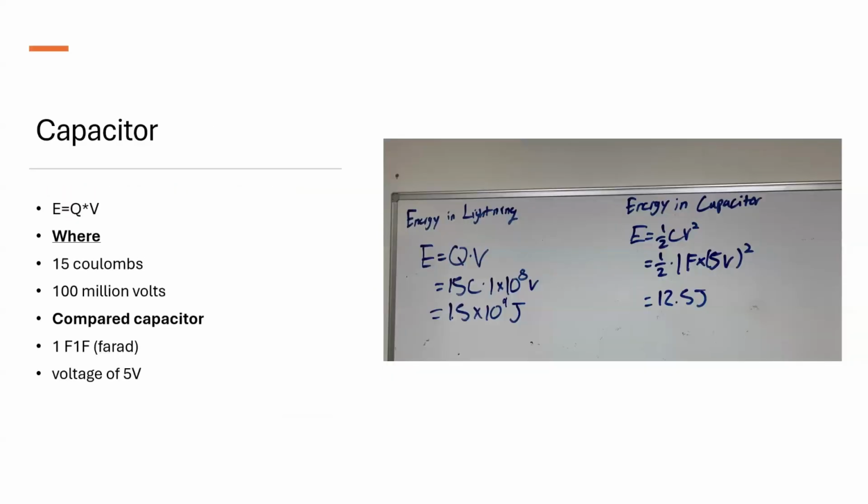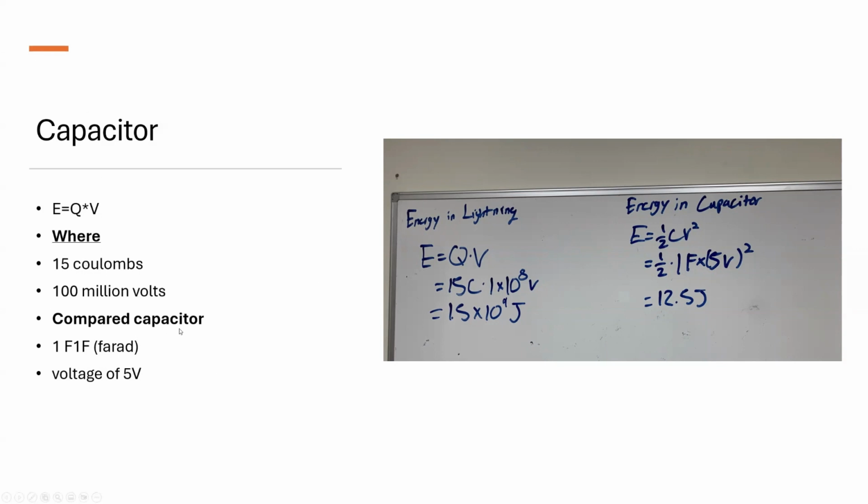Lastly, for capacitors, we're going to do a comparison between the two. Here we have E equals Q times V. The reason for this is that since we don't have the capacitance of the cloud-ground system, we're using the approach that energy release can also be calculated using charge and voltage. And as we can see here, we have 15 coulombs and 10 million volts.